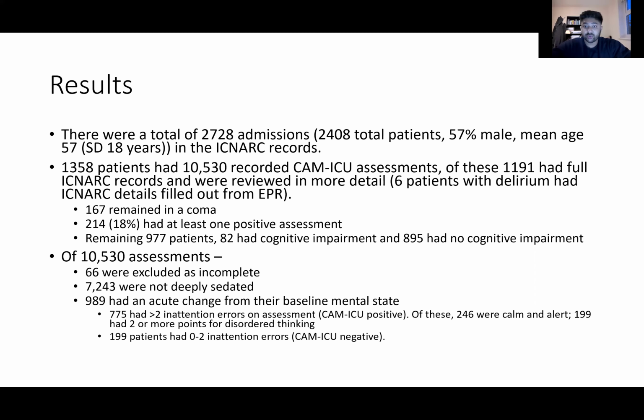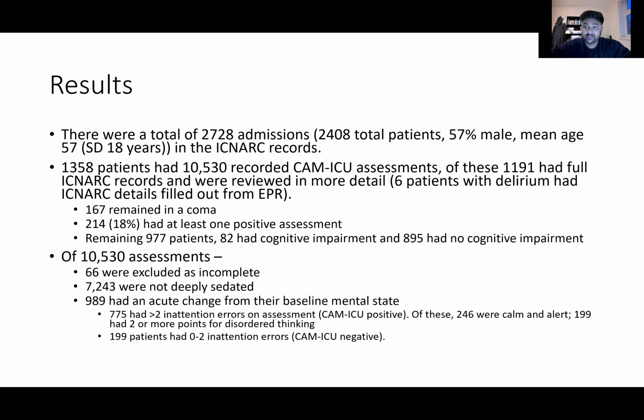What I did was look at 6 patients that did have delirium, and I filled out the relevant ICNARC data looking through the electronic records because it was important to look at the outcome of these patients. So out of those 1,191 patients, 167 of them had remained in coma. Therefore, the CAM ICU assessment was not applicable.